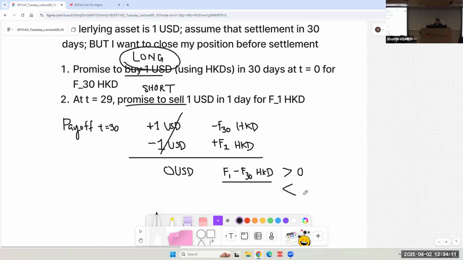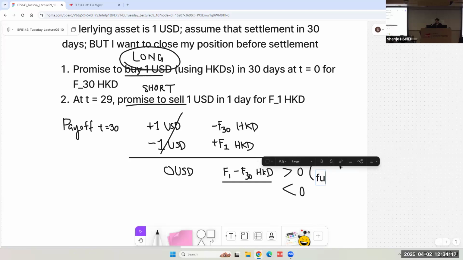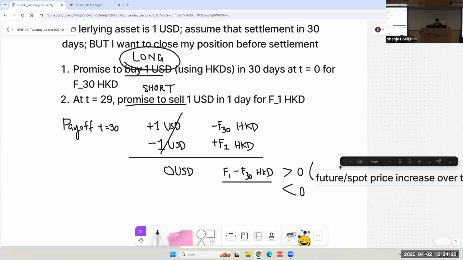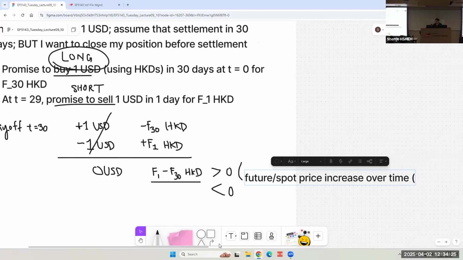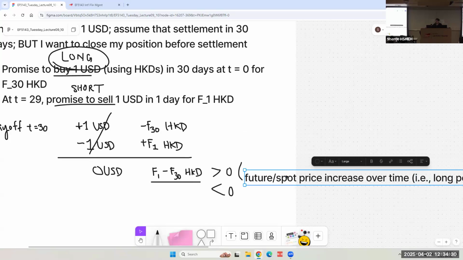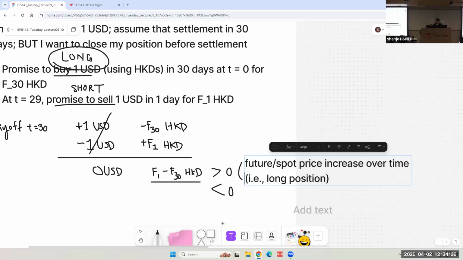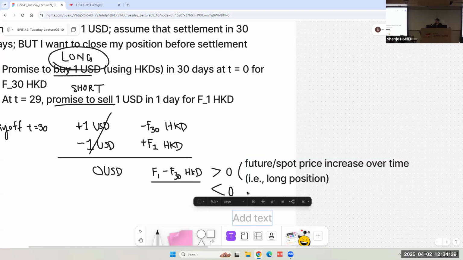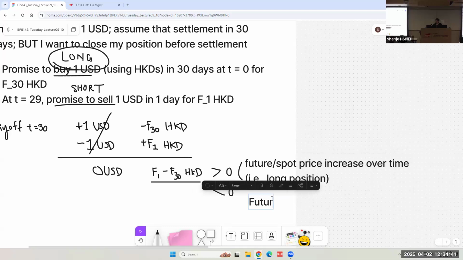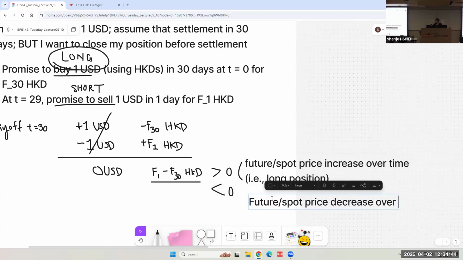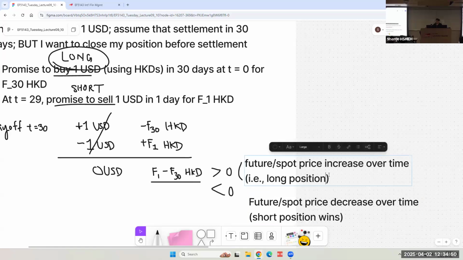But of course, it can go the opposite way, right? So if it's positive, that means that the future or spot price increases over time, i.e. long position wins. But in the opposite direction, if the future spot price decreases over time, the short position wins. Okay, I'll write wins, so it makes it clear.